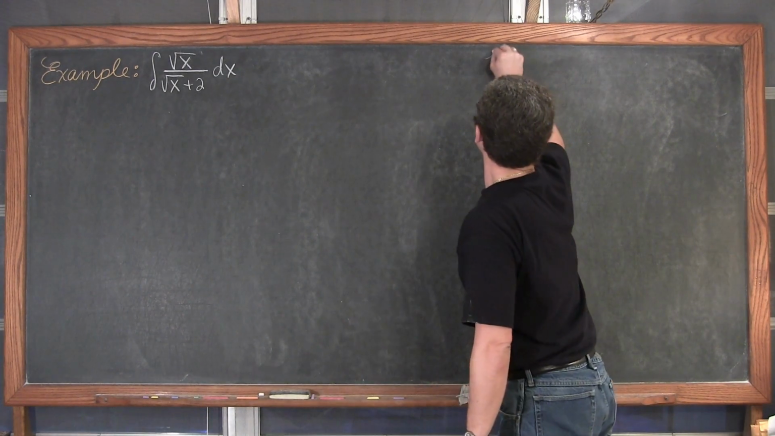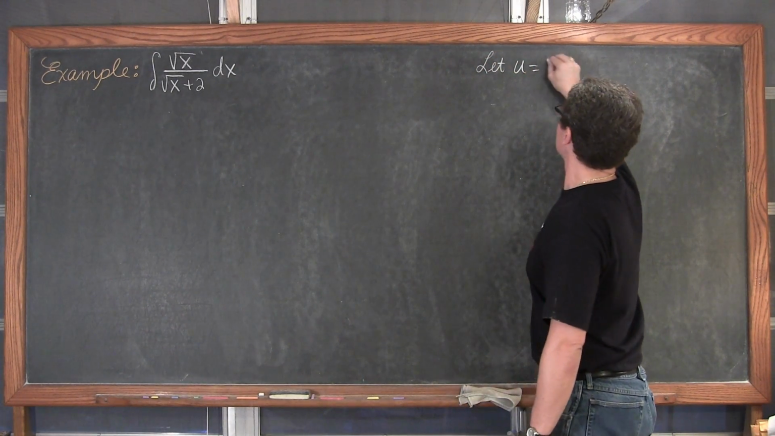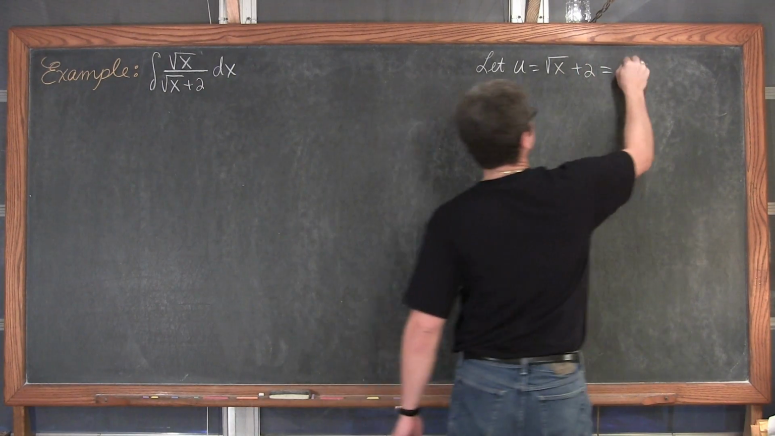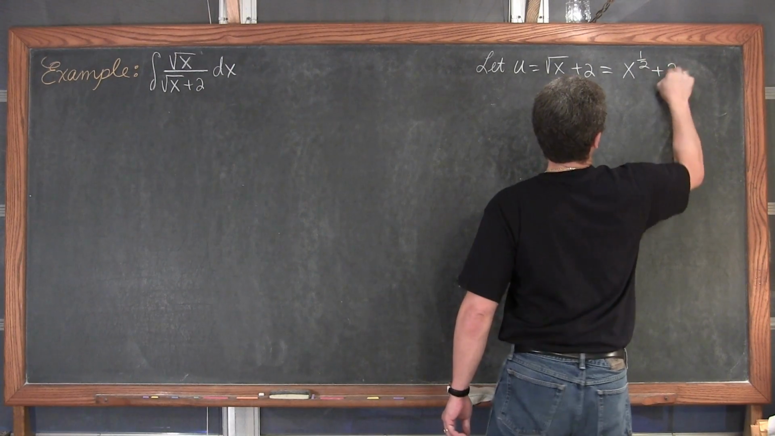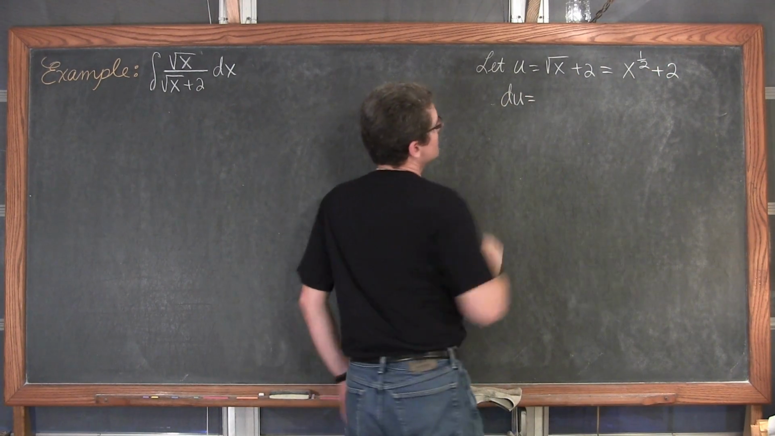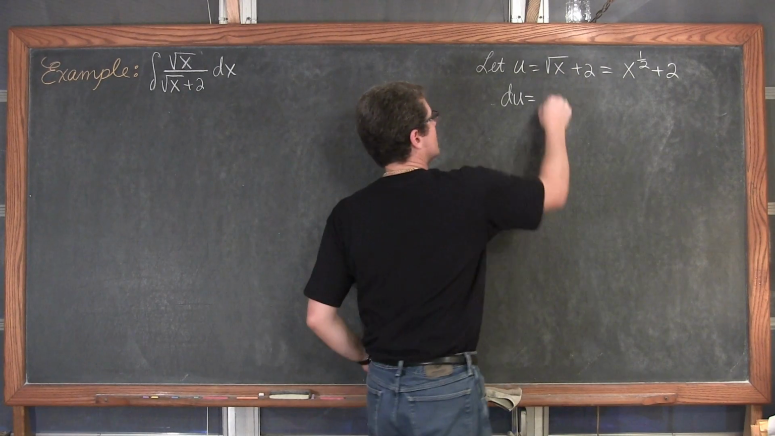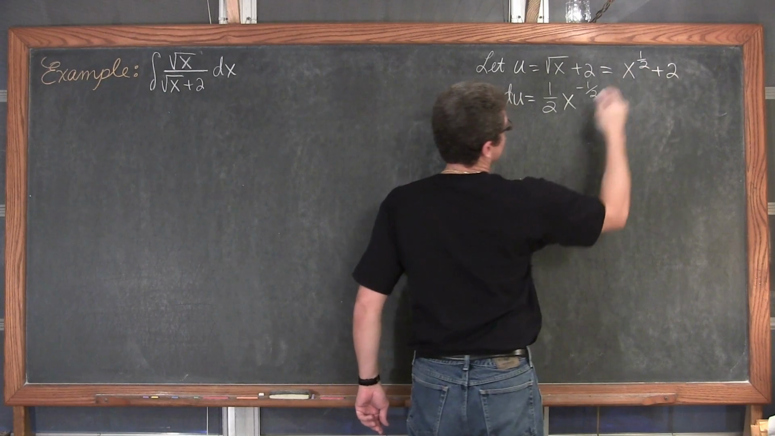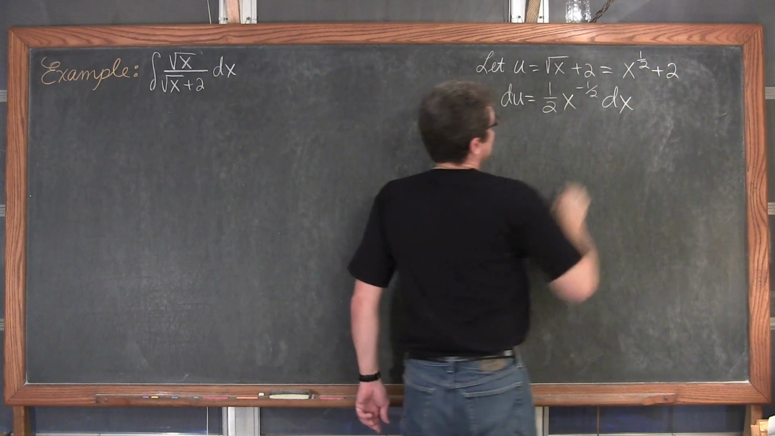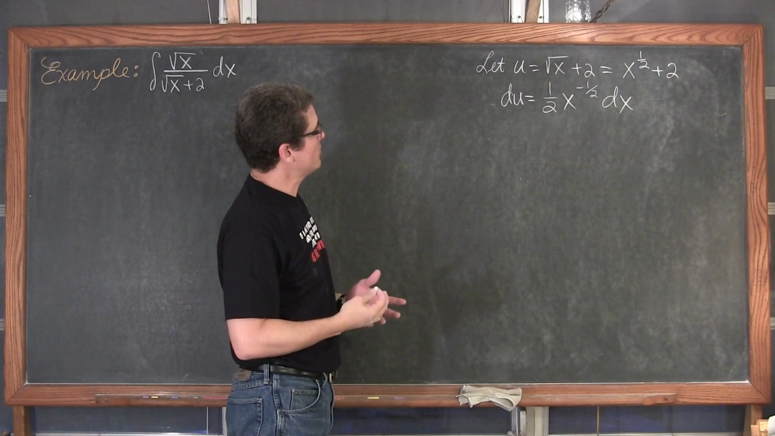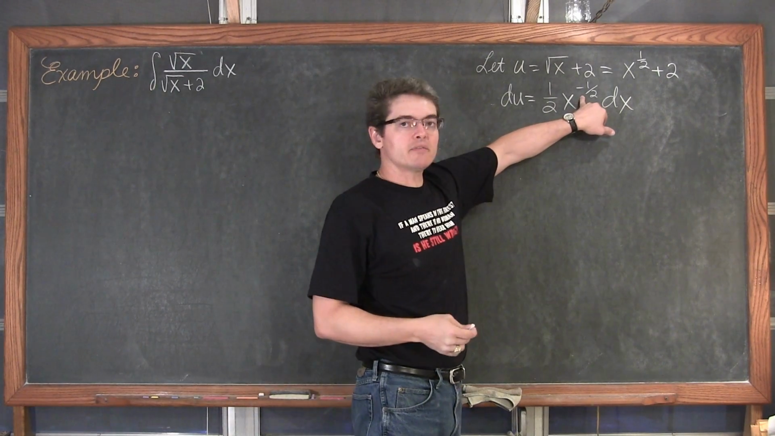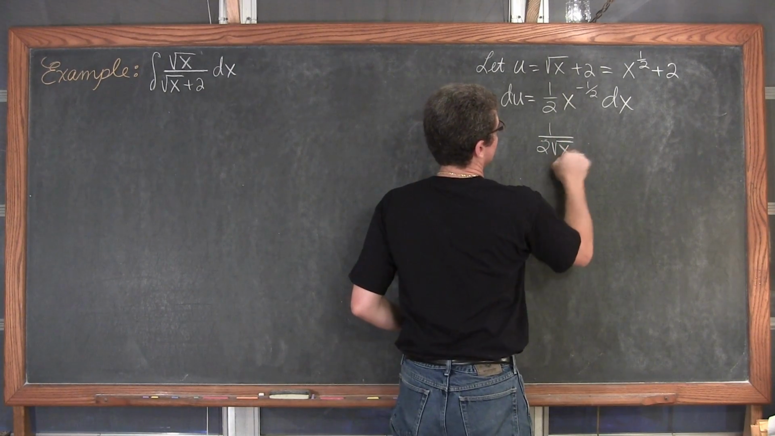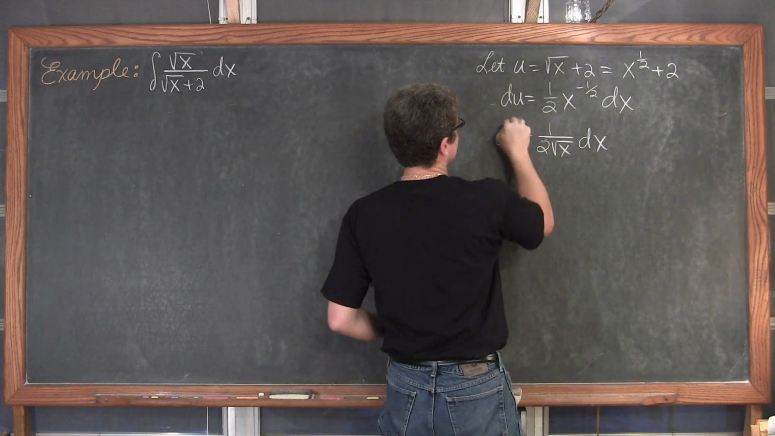So we're going to let u equal the square root of x plus 2, which we can rewrite as x to the 1/2 plus 2, and then du is going to be equal to, let's bring that 1/2 down up front, so we have 1/2 x, reduce the power by 1, so negative 1/2 x, and then of course the constant is 0, dx. Okay, so then let's go ahead and get rid of that negative exponent, rewrite this a little bit, and we have 1 over 2 square root of x dx is equal to du.